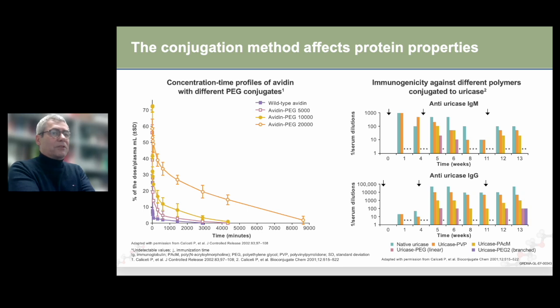best performance was obtained with a branched PEG, because branched PEG has the ability to cover the protein surface like an umbrella, protecting the protein inside from the recognition of the immune system, from anti-protein antibodies, and also from enzymes and from degradation.